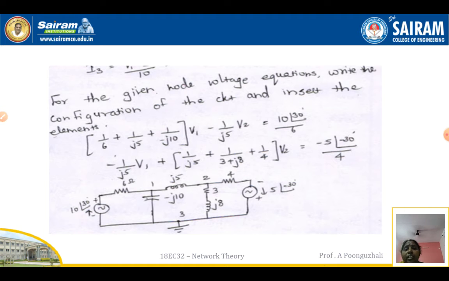So V1 into 1 by 6 plus 1 by minus J10 plus 1 by J5, minus, between 1 and 2 I am going to have a J5. So V1 minus V2 divided by J5 is equal to 10 phase angle 30 by 6. Next, here minus 1 by J5 V1, that is R21, between node 2 and 1. Between 2 and 1 I am going to have a J5, that is a negative direction.